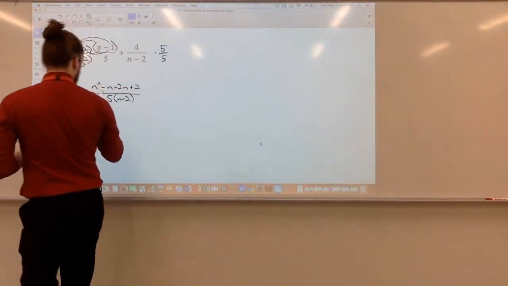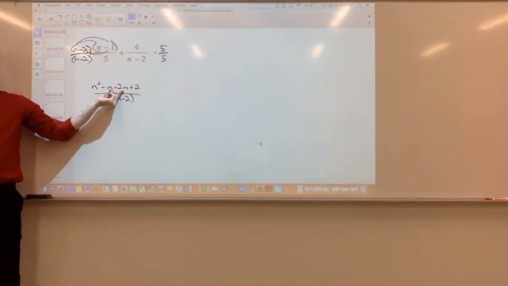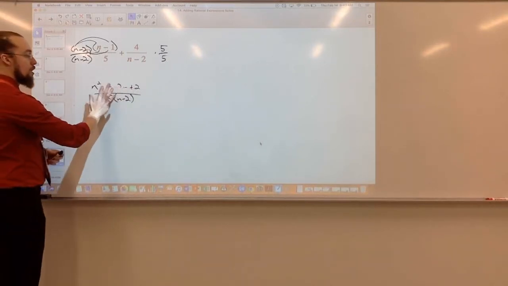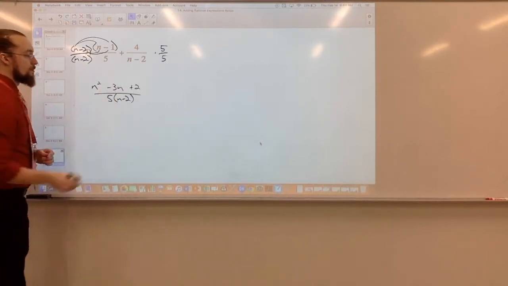Yeah, so I can make this look even a little bit nicer, right? I've got like terms right here, negative n minus 2n. So what would that get me? Negative 3n. So I'm just going to erase that and write minus 3n.